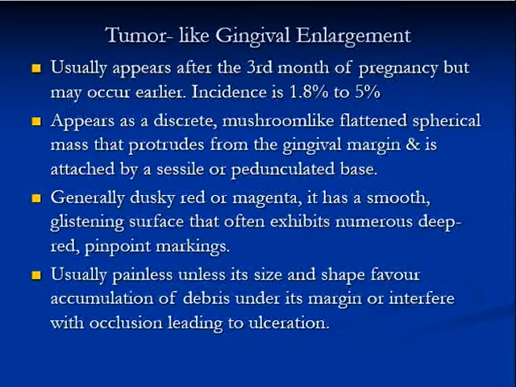During pregnancy, it can appear like a tumor-like gingival enlargement. In this enlargement, gingival overgrowth commonly develops after the third month of pregnancy. It appears as dark red or magenta with a smooth, glistening surface that often exhibits numerous deep red pinpoint markings. The lesions appear as soft, friable, discrete, mushroom-like, flattened, spherical masses that protrude from the gingival margin or more commonly from the interproximal surface and are attached by a sessile or pedunculated base.